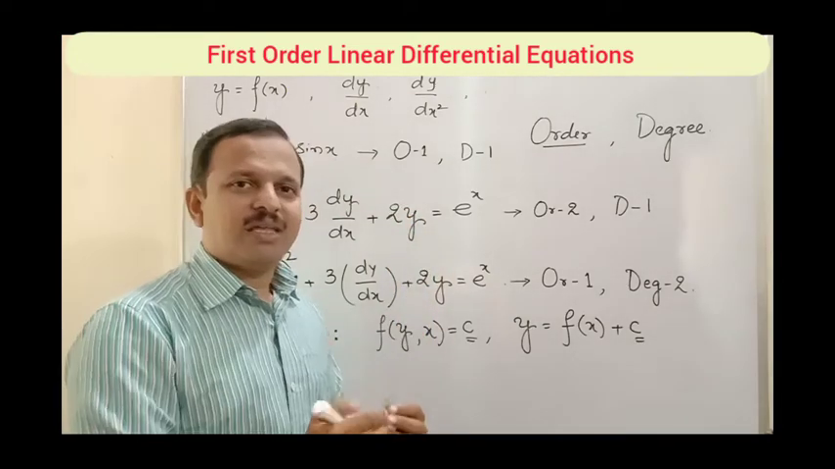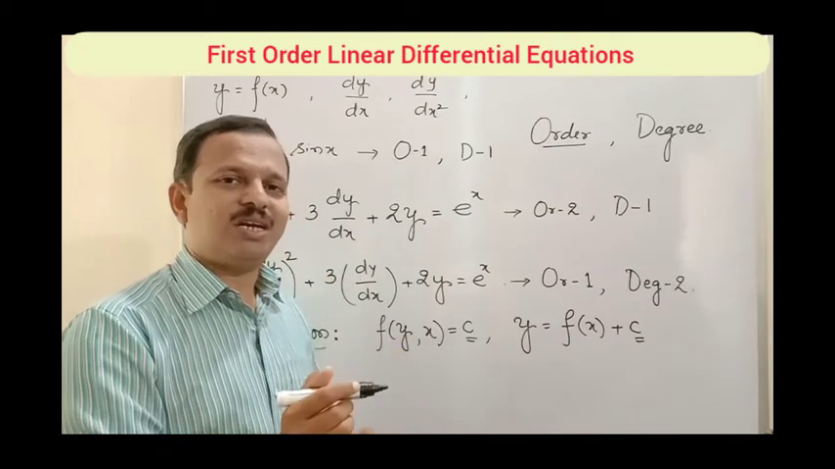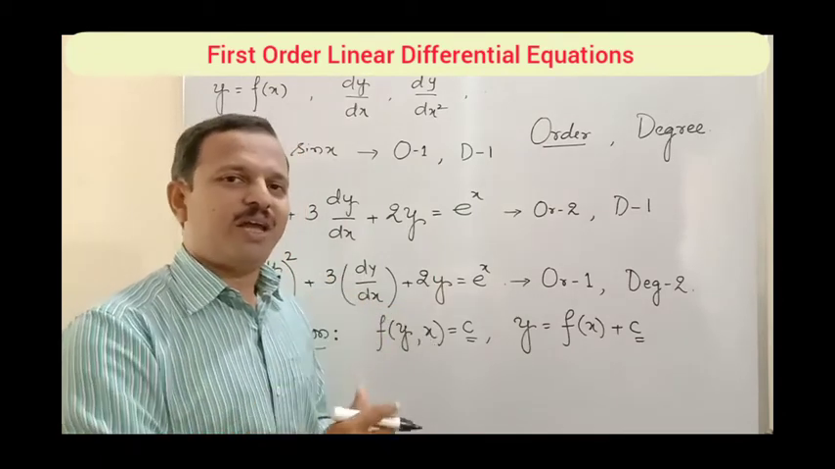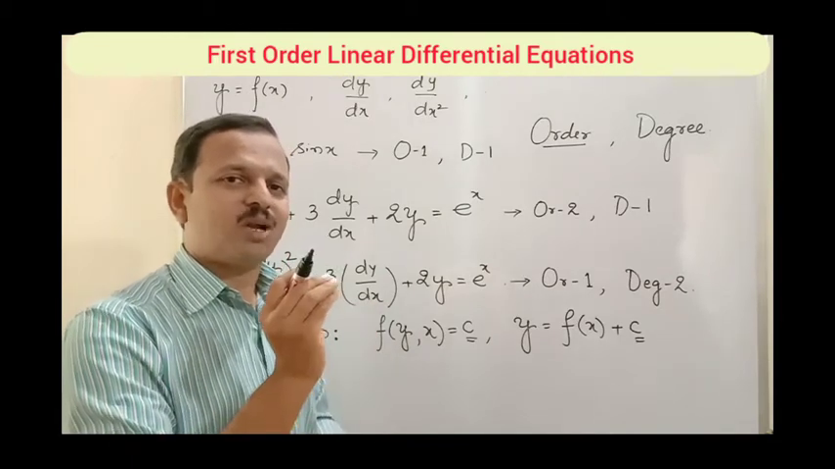So in this way, the number of arbitrary constants in the general solution of a given differential equation is equal to the order of a given differential equation. This we have to understand very cautiously.